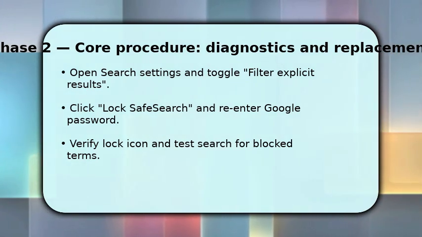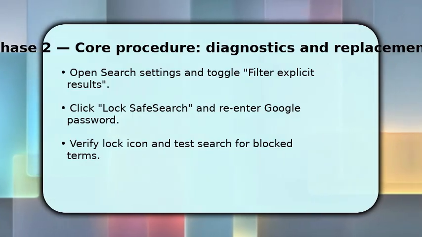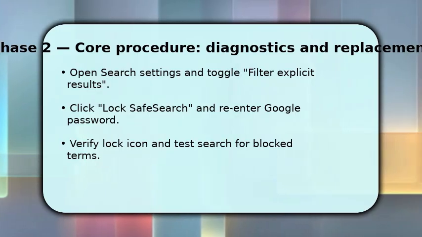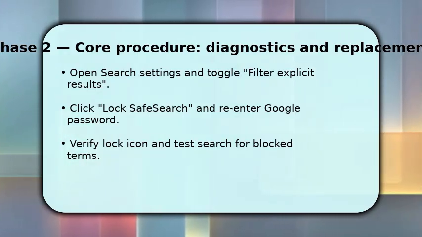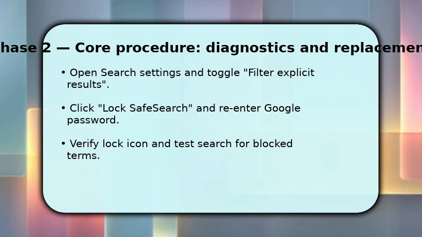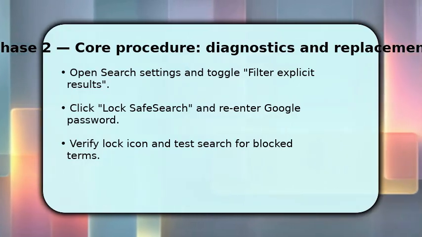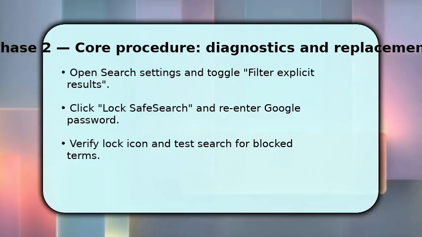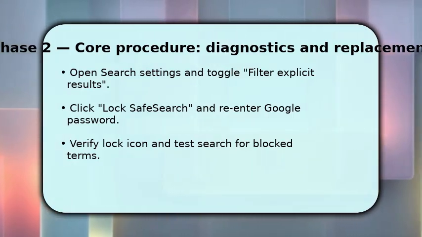You'll be prompted to re-enter your password. Do that to confirm identity, because this prevents other users on the same device from changing the setting. Once locked, look for the lock icon near search settings. It signifies enforced filtering. Make sure to repeat on every account used on the device, since locking applies per account and not per browser installation.